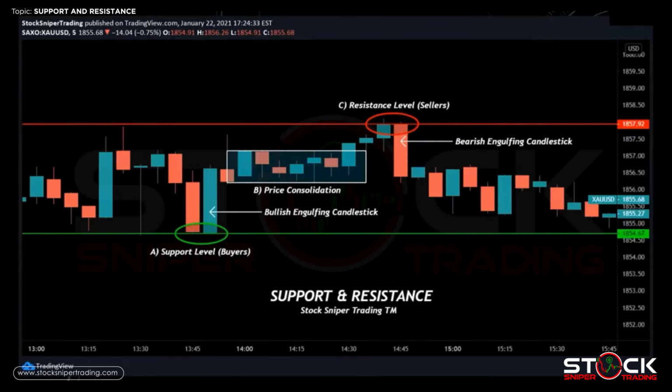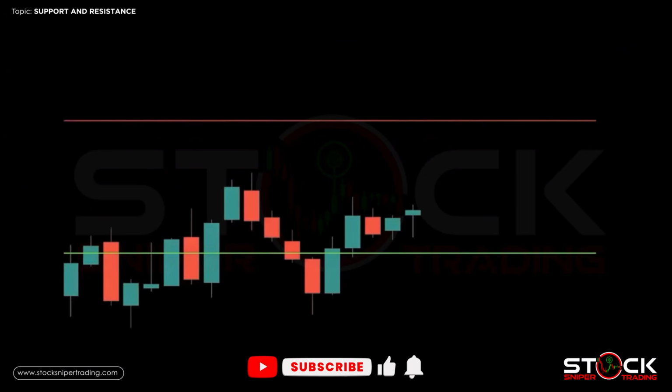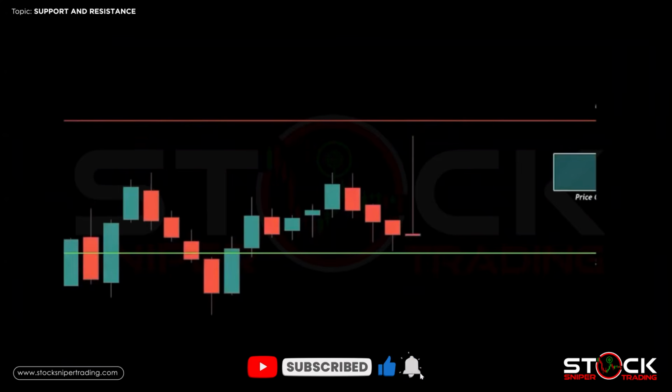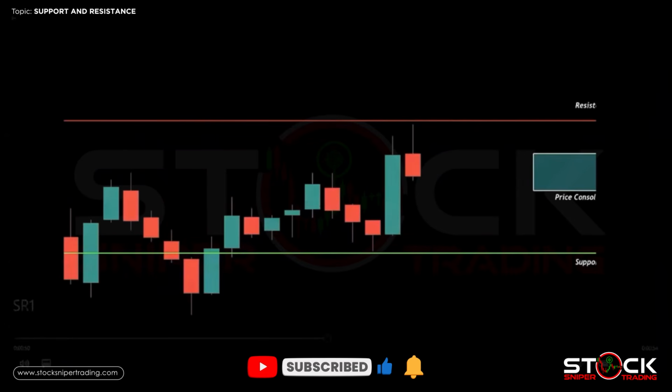Let's take a look at how this looks live. So here we have the green as the area of support and red as the area of resistance, where we get up there and you can see we have top wicks getting rejected. This is showing sellers pushing the price down at that level of resistance where the buyers cannot break through it.